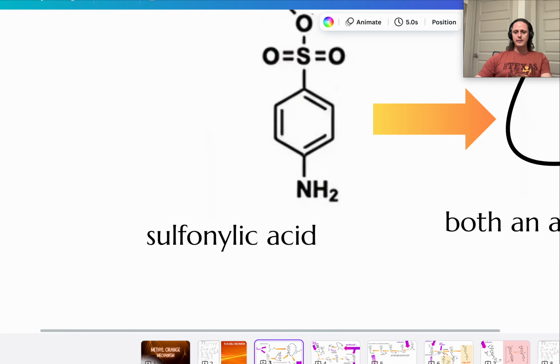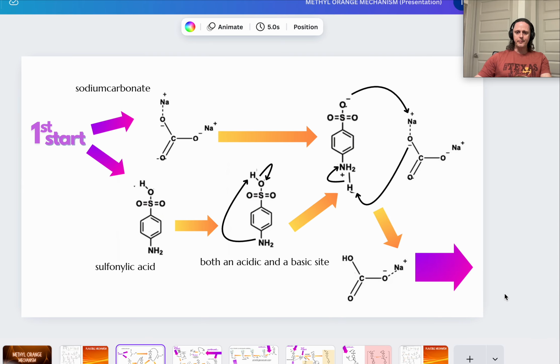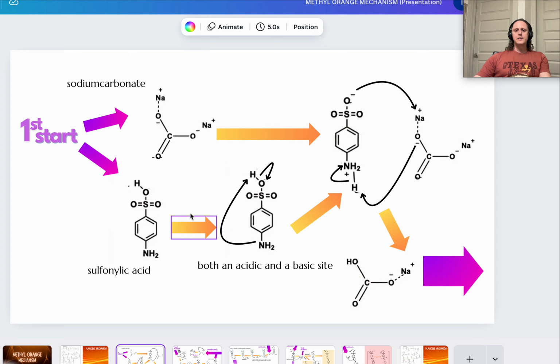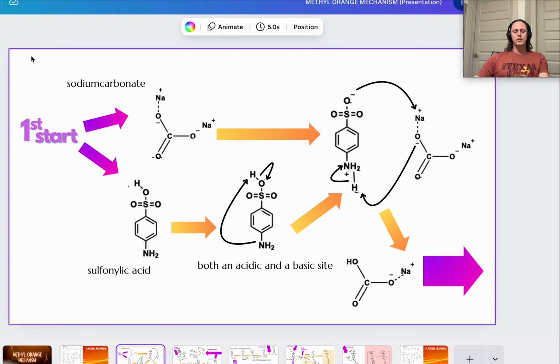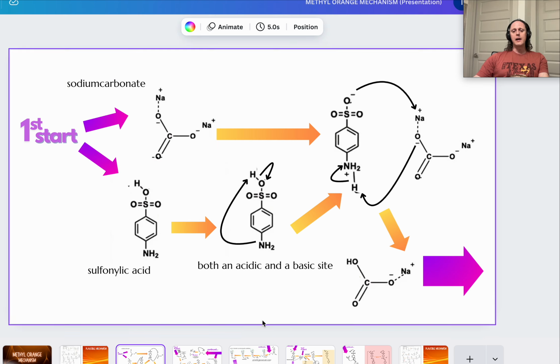This is our first entry right here. Let's move this a little bit to the left. Let's zoom in a little bit more. There we go. So here we have our first entry. This is the first step in the actual physical lab as well. You start by combining sodium carbonate and you start by adding sulfanilic acid and you add some heat to this.